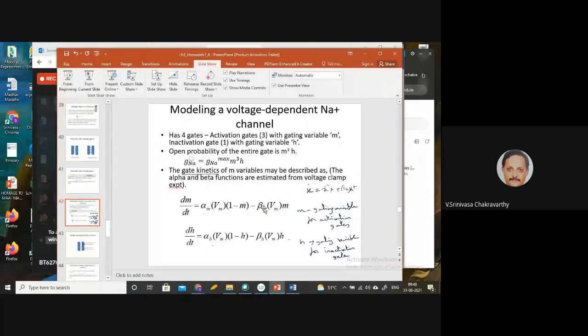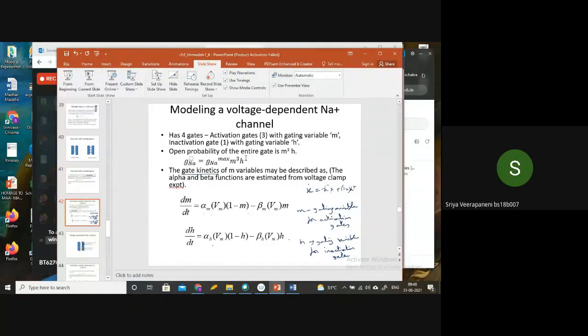So we have done that, and we said for sodium there are 4 gates, and each of the gates has a variable, and then we said the channel open probability is now m cube times h, not just x. It's a product of 4 variables. And this is all probability, which is meaningful only when you take a population of channels here also.